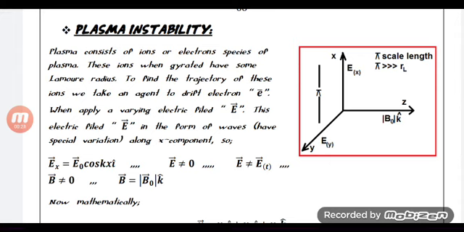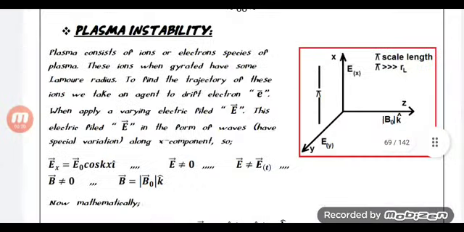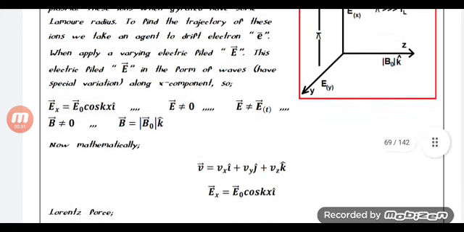When we apply a varying electric field E, this electric field, in the form of waves, has spatial variation along the x component. So Ex is equal to E naught cos kx i. E naught is not equal to 0, E naught is equal to Et, B naught is not equal to 0, B is equal to B naught k.